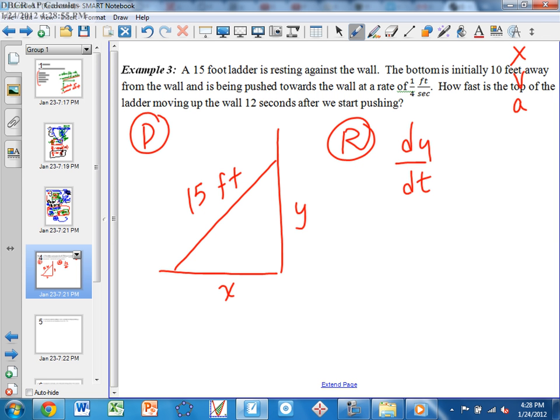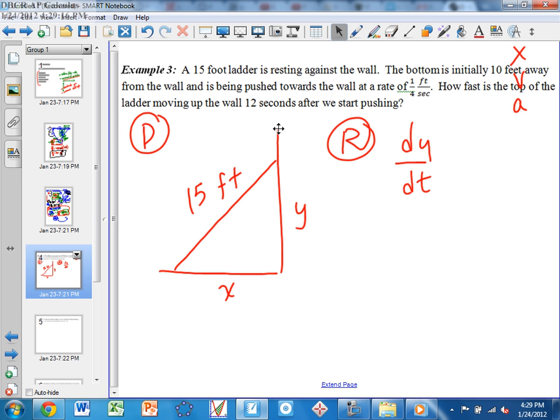So we are searching for dy/dt. Again, we are trying to find the rate at which the ladder moves up the wall. Up the wall is the y direction. This is the x direction. Next, we are given some number along the way that has to do with the rate. Does anybody else see where it is?